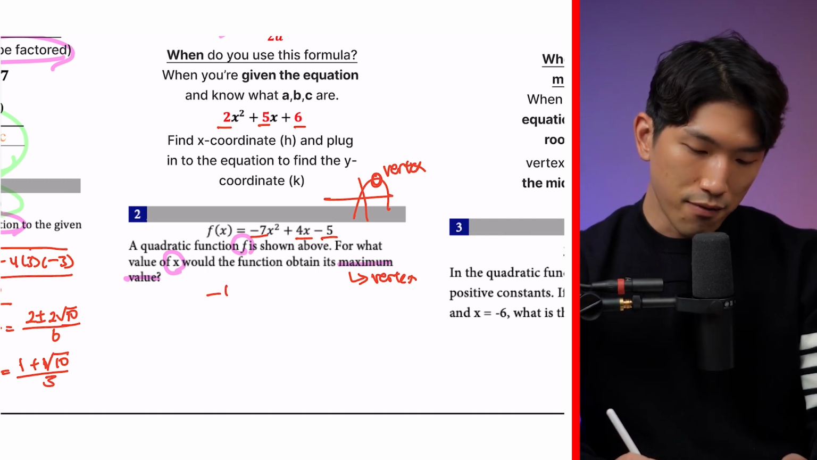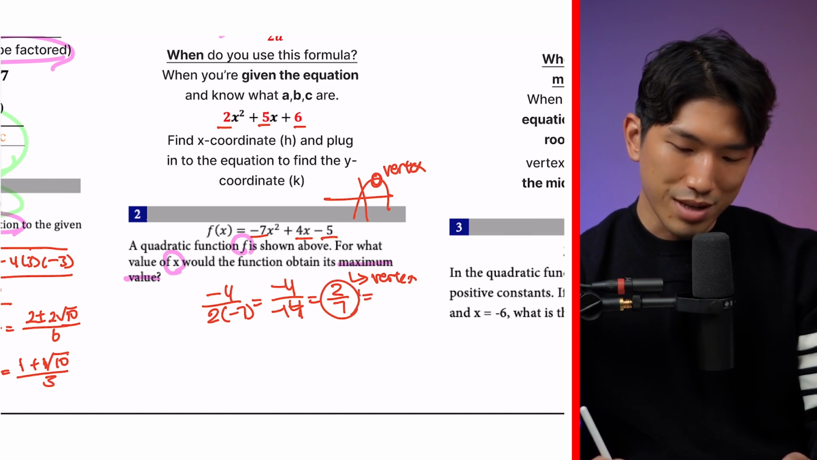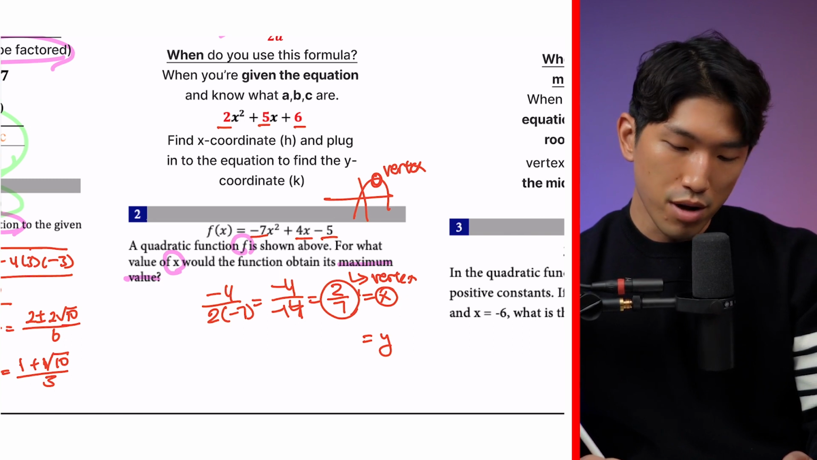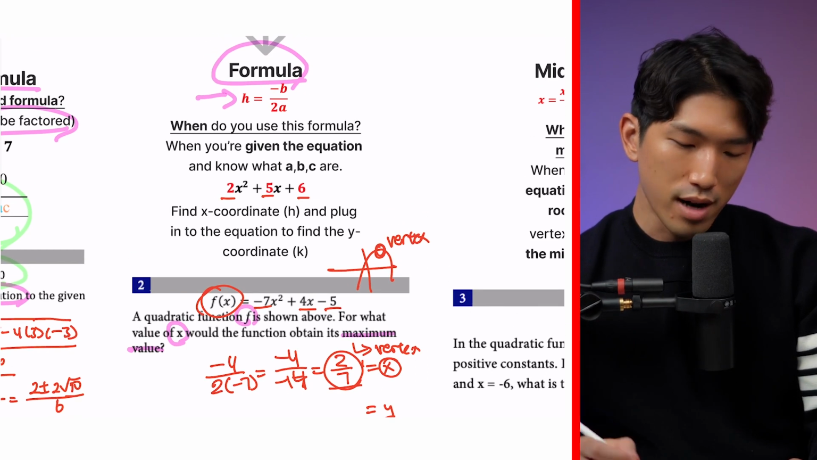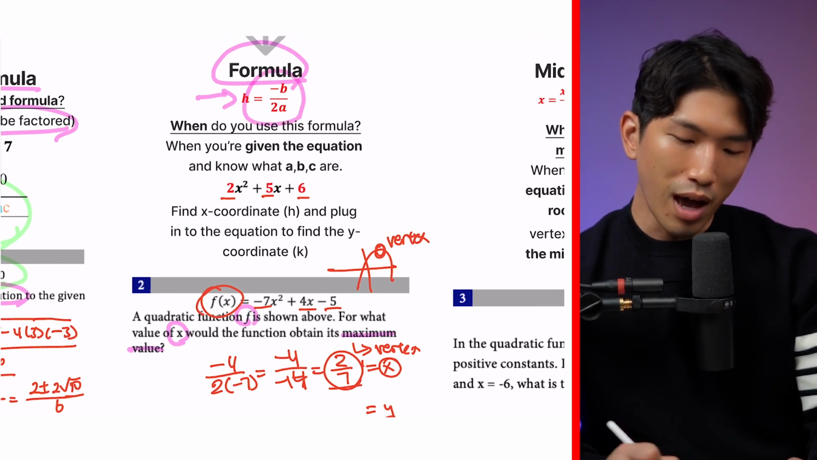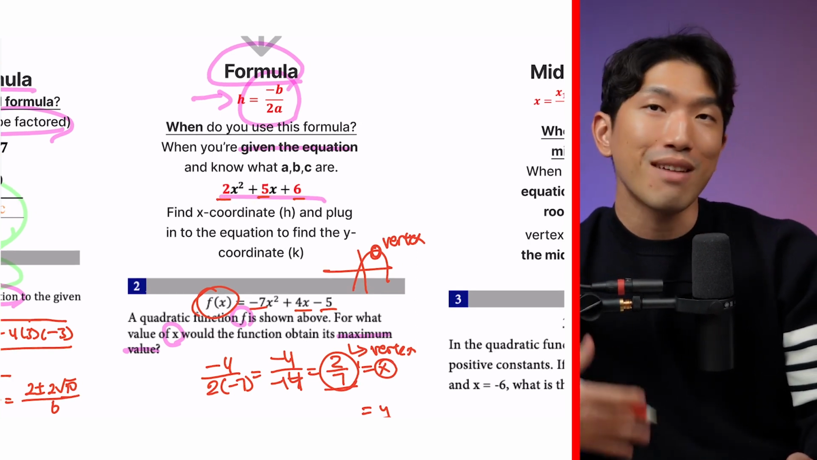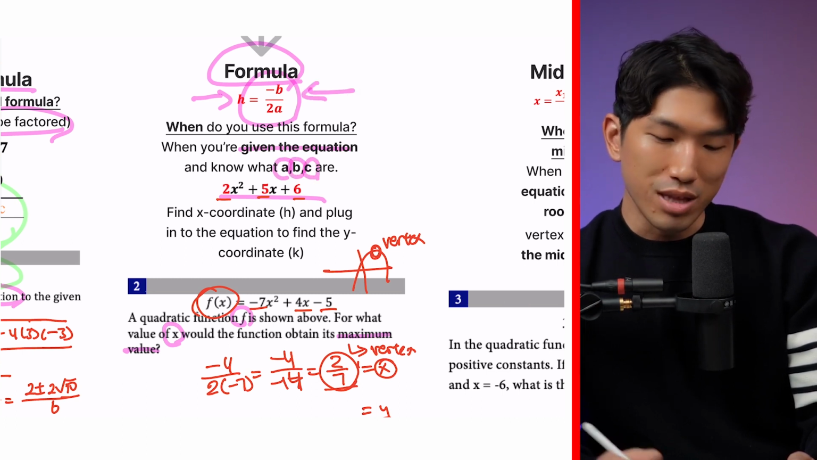-b, which is going to be -4 over 2a, which is going to be 2 times -7, which is going to be -4 over -14, which is going to be just +2 over 7. That gives you the x coordinate of the vertex. And if you want to find out what the y coordinate is, just plug in 2 over 7 into this equation right here and find out what the resulting y value is. So when you are looking for the vertex, you use the formula -b over 2a when you are given the equation of a parabola. Because if you're not given the equation, how are you going to know what a and b and c are? Which is something you would need for the formula.